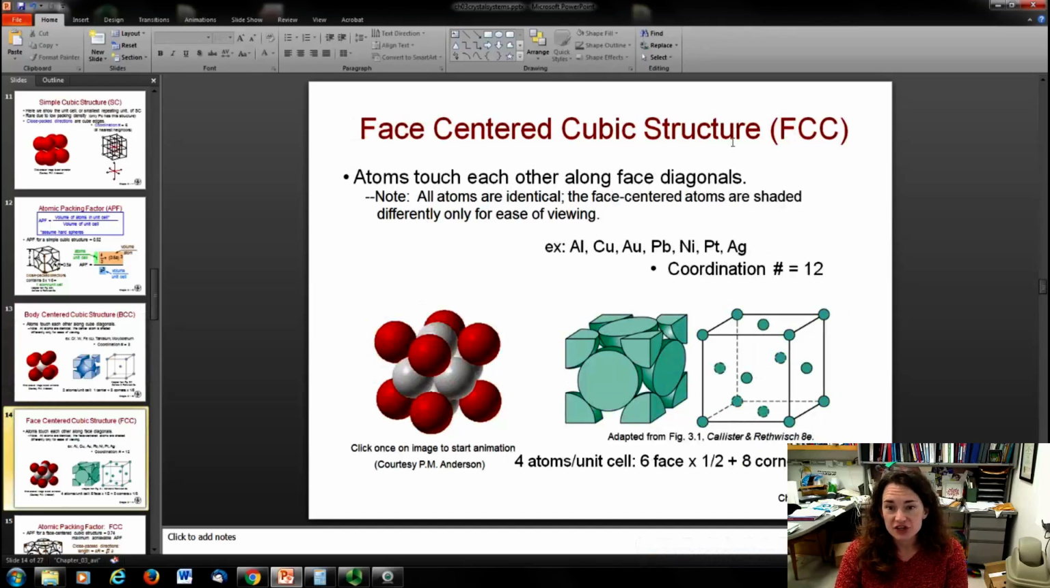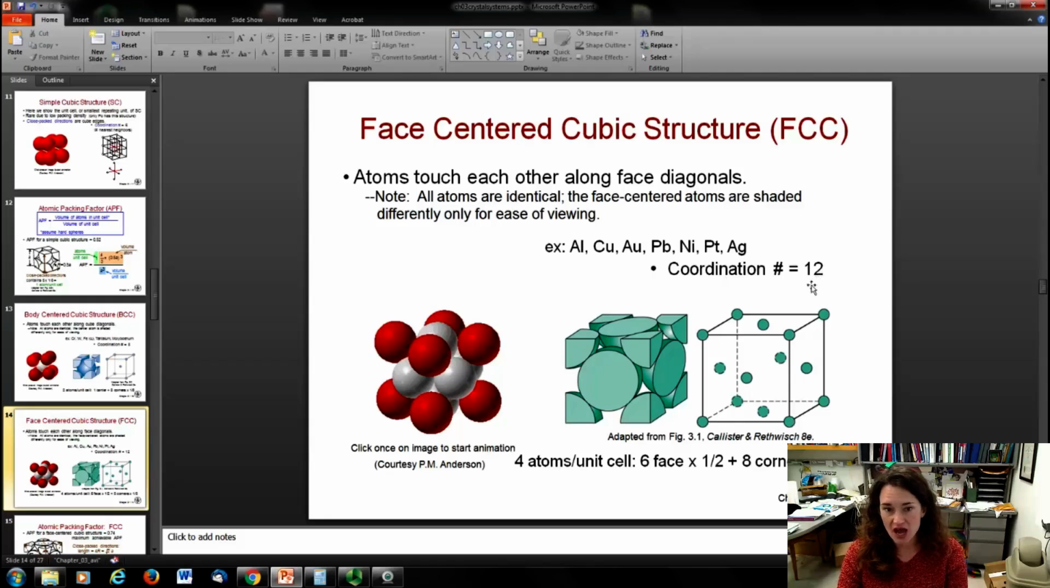Okay, the face-centered cubic structure. In this one, what you have is, of course, the atoms at the corners of the cube, but then you have an atom that's sitting at the center of each face of your cube. Now, in this one, there's no atom in the very center, just the ones along the faces. All right? Some examples of this structure: aluminum, copper, gold, lead, nickel, platinum, silver.